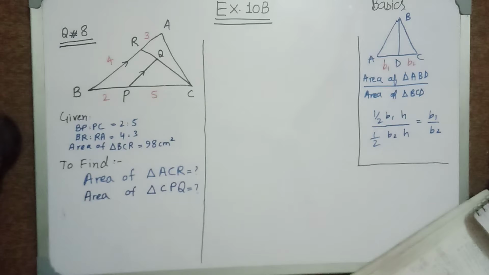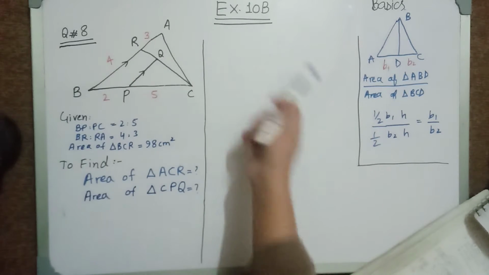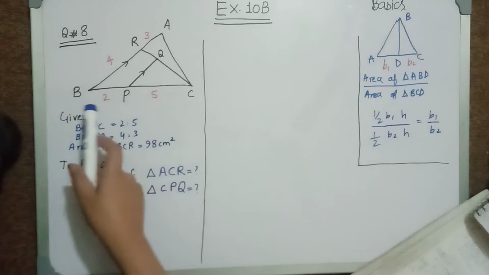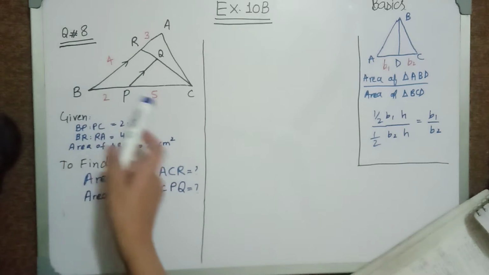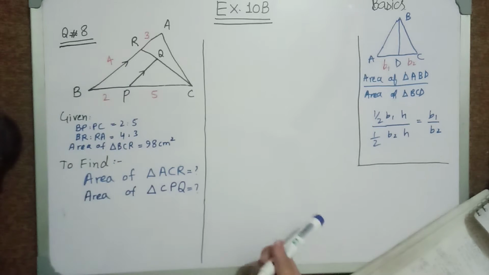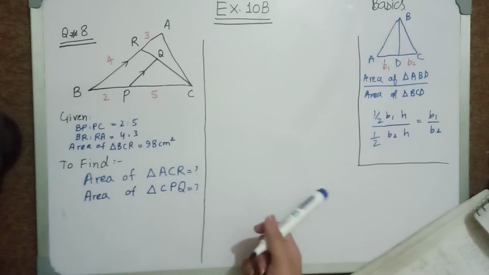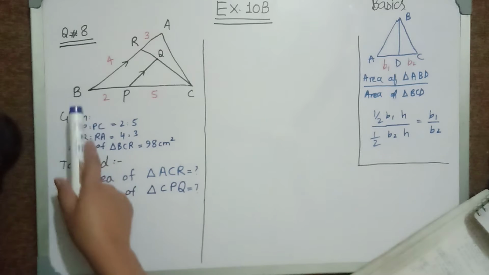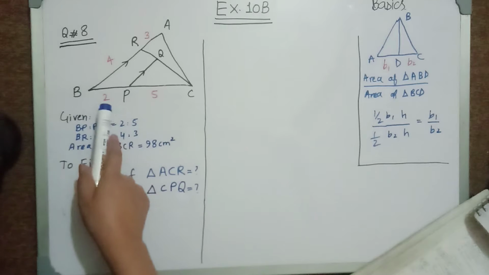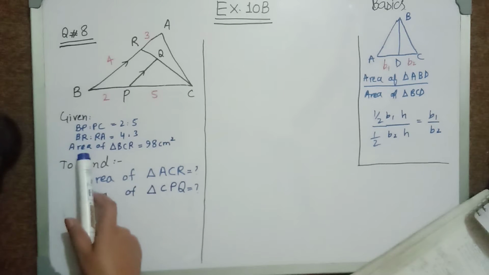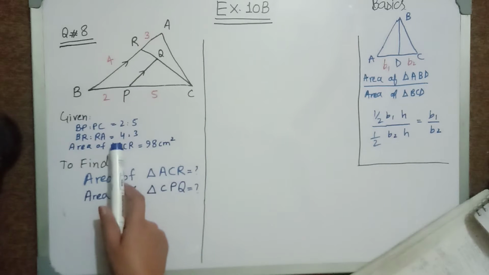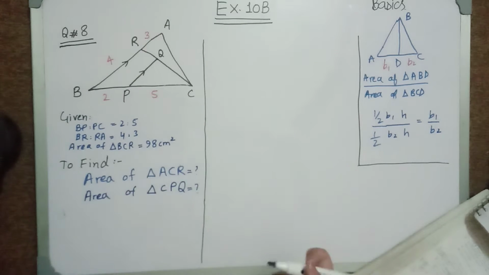Today we are starting question number 8 of exercise number 10b, and in the figure you can see that there's a triangle ABC in which PQ is parallel to BR, right? And we are given the ratio of the sides. What we are given is that BP ratio PC is equal to 2 ratio 5 and BR ratio RA is equal to 4 ratio 3.